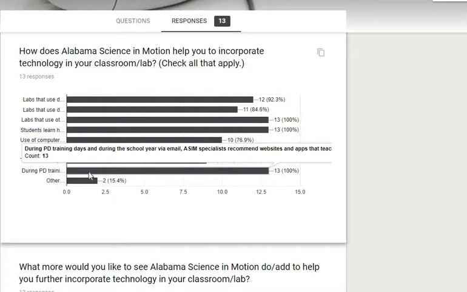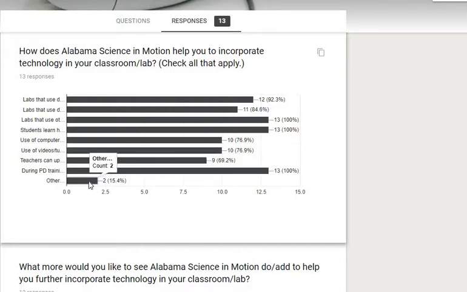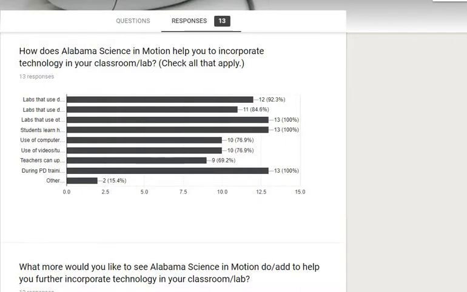And all 13 teachers checked that during PD training days, during the school year, that Science in Motion specialists recommend websites and apps that teachers can use in their classrooms. 2 of the 13 marked other. I wish that I would have given them a space to elaborate on what they meant there. Hopefully next time I'll remember to do that.